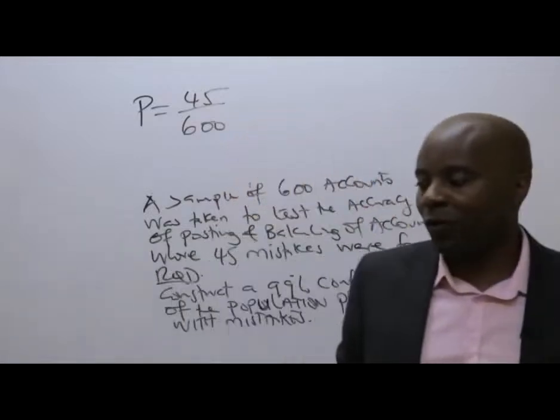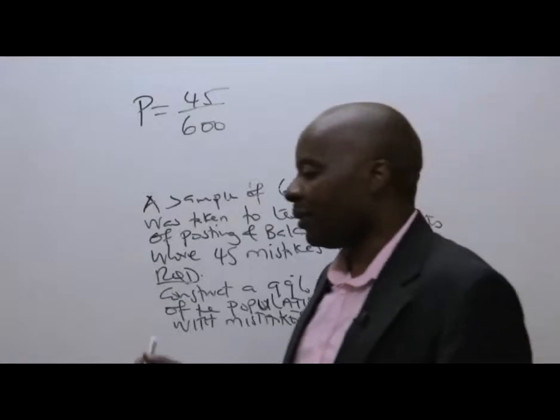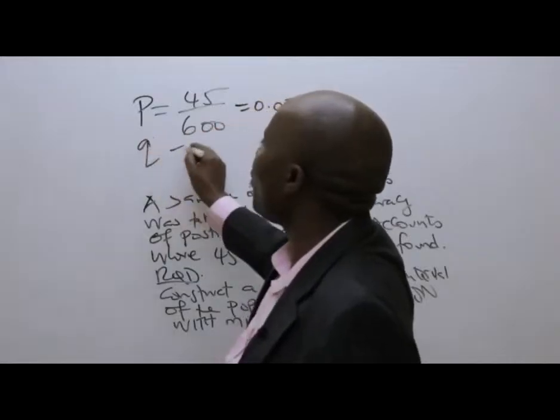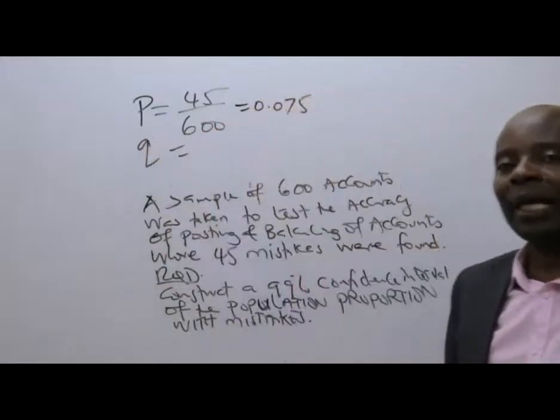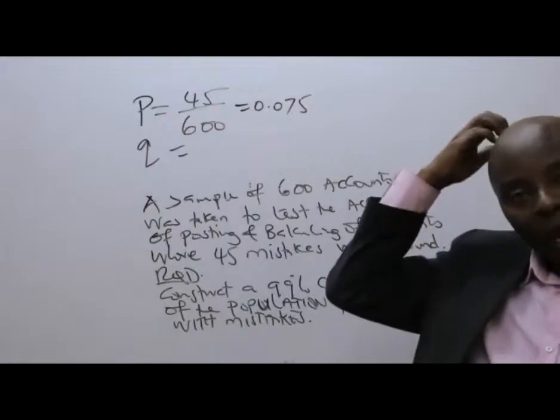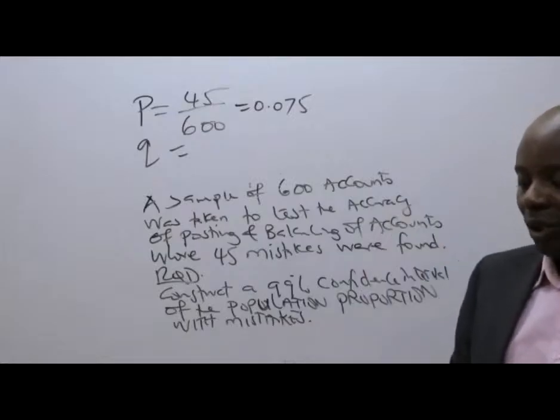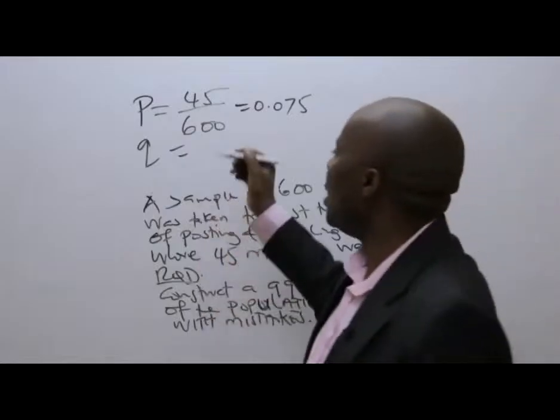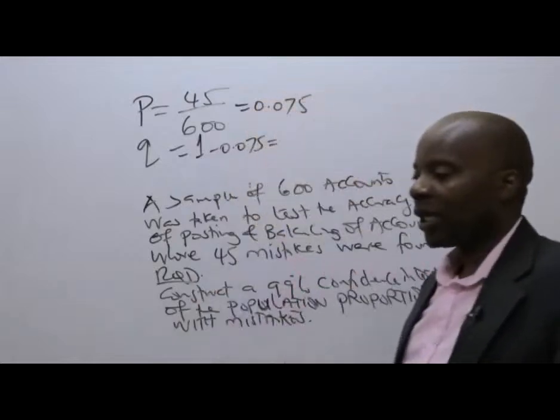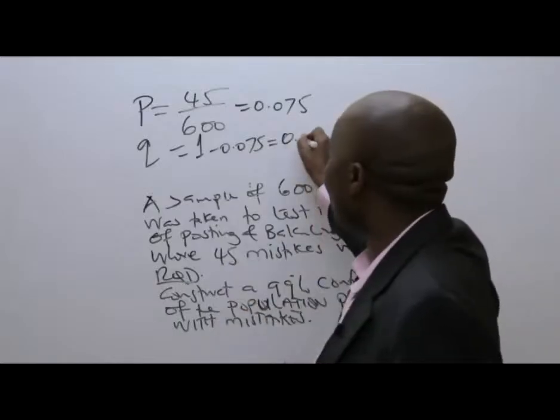Could you kindly give me this figure? What is 45 over 600? I can see HP man giving me 0.075. So then what do you think will be our Q? Remember that P plus Q must always add up to 1, meaning that Q will be 1 minus 0.075, which gives us, according to Denzel, 0.925.